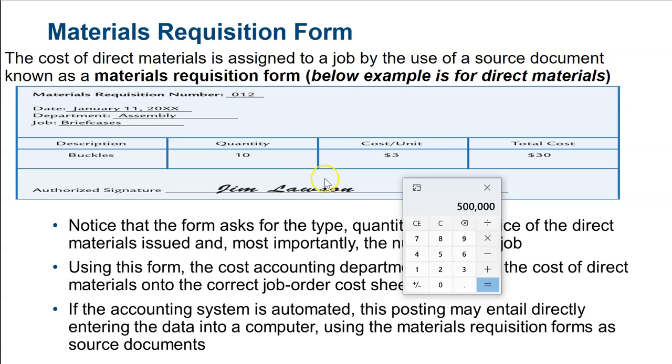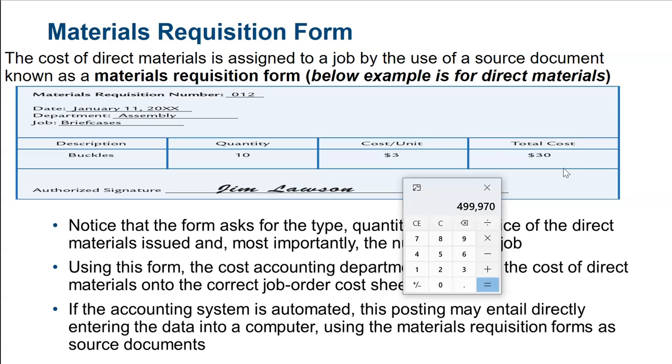So at this point in time, we fill out this materials requisition form, okay, and we transfer these 10 buckles over to the production area. We're going to now say that materials in the warehouse are no longer 500,000, but they're 500,000 minus 30, which is still almost right at 500,000, right? Yeah. So what does this $30 become? That goes on to the job order cost sheet as materials, which is going to be reflected on the balance sheet as work in process.